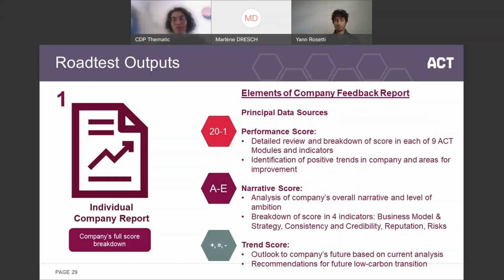We've got a lot of indicators. Indicators are specific to the sector. And in that feedback report, we go into a high level of detail in terms of the performance, the narrative, the trend, and why you got the result that you got. Again, strengths and weaknesses of your company's climate strategy.